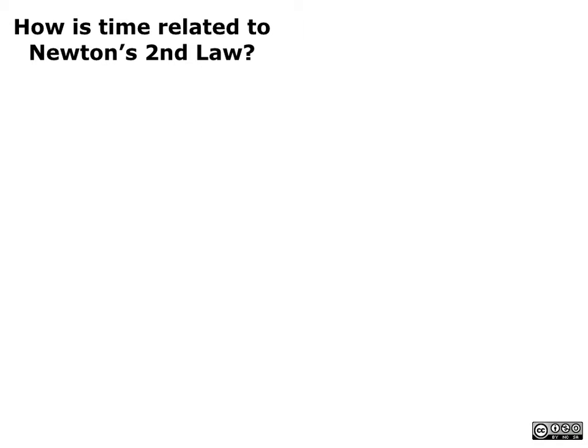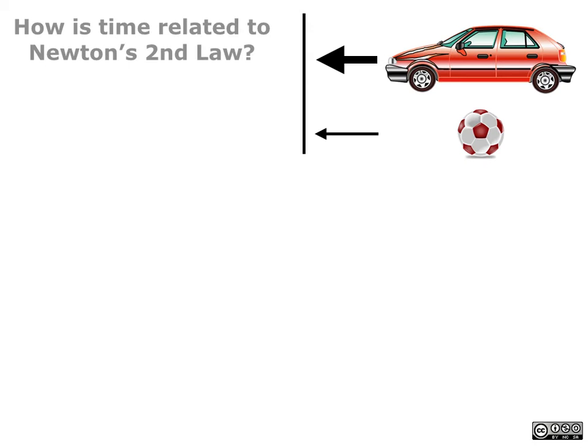How is time related to Newton's second law? According to Newton's second law, acceleration is produced when a force acts on a mass. The greater the mass of an object being accelerated, the greater the amount of force needed to accelerate that object. For example, if we have a car, it will take a greater amount of force to move it a certain distance compared to the force needed to move a small soccer ball.